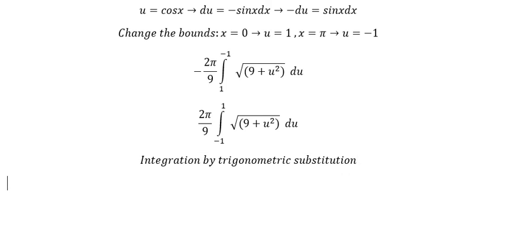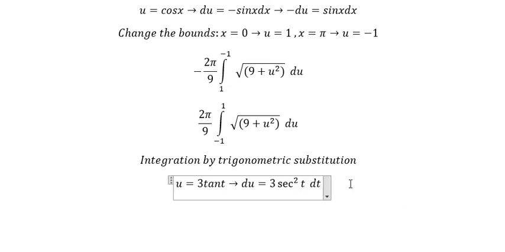So I will put u equal to 3 tan t. Because if we put this one in here, we have 9 tan squared t. Number 9, we can do factorization: 1 plus tan squared t, we change to secant squared t, and later we simplify by the square root. du, we have 3 secant squared t dt. Next, we change the bounds.